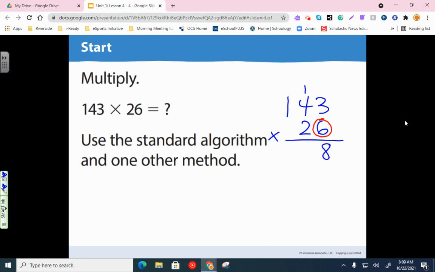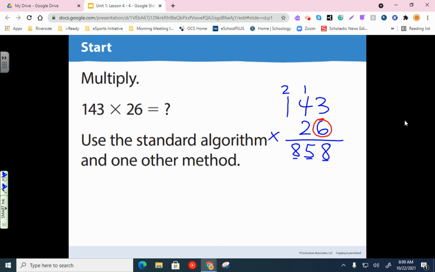6 times 3 gives 18. Can't put a 2-digit number in a place value slot. So 6 times 4 is 24, plus the 1 is 25. And 6 times 1 is 6, plus 2 is 8. But again, that's actually a value of 858. So place value does matter.